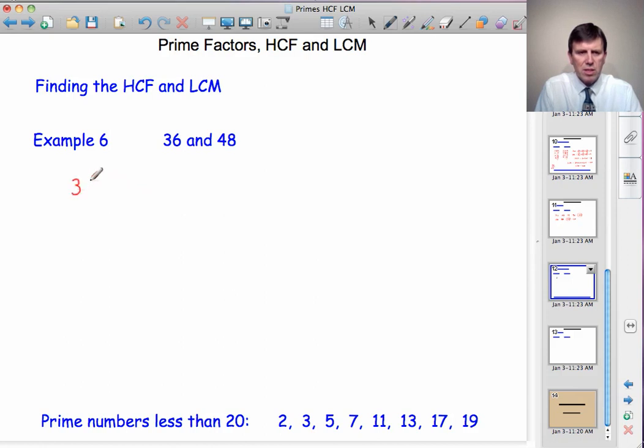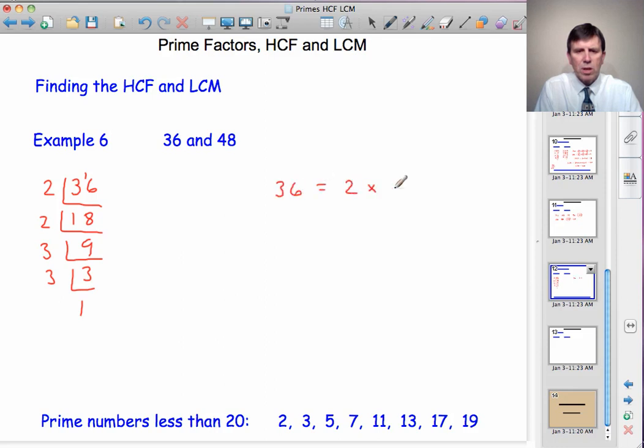So starting with 36, it's even, so I can divide by 2. 2 goes into 3 once, 1 left over, 2 into 16, 8 times. Still even, so keep dividing by 2, and I get 9. Divide by 3 now, the next prime number that goes into it, and I get 3. Divide by 3 again, and we get 1. So I write down here 36 is equal to 2 multiplied by 2 multiplied by 3 multiplied by 3.